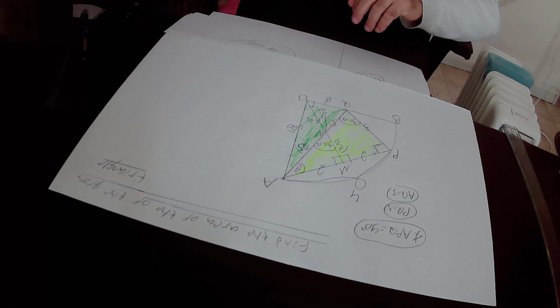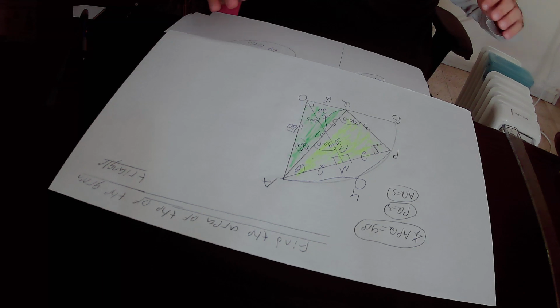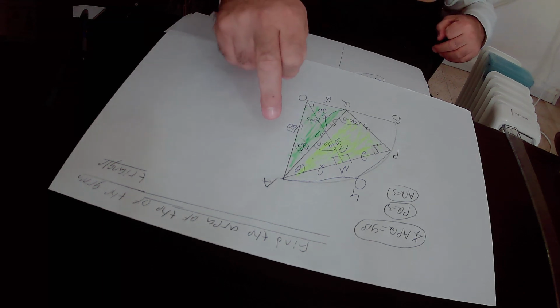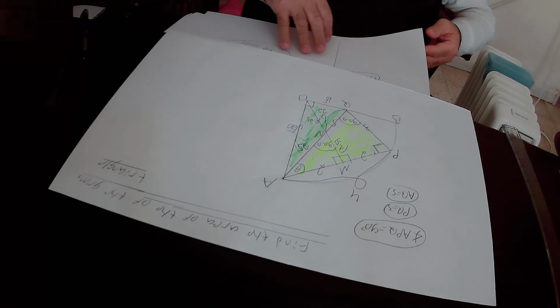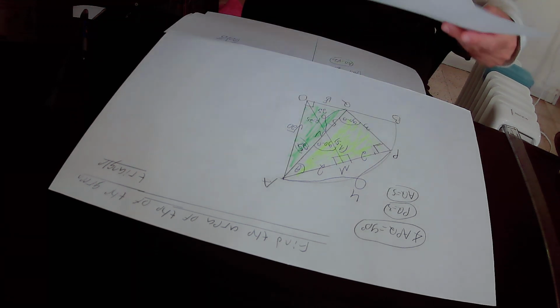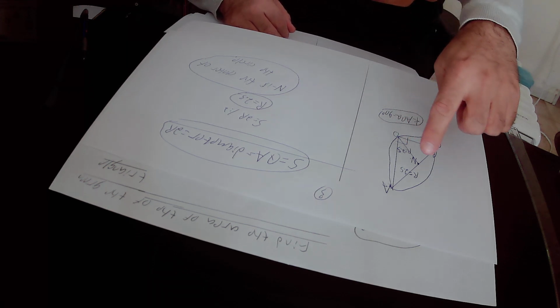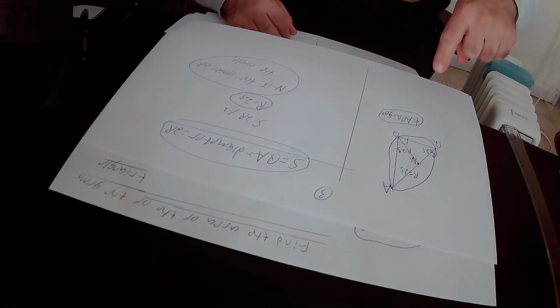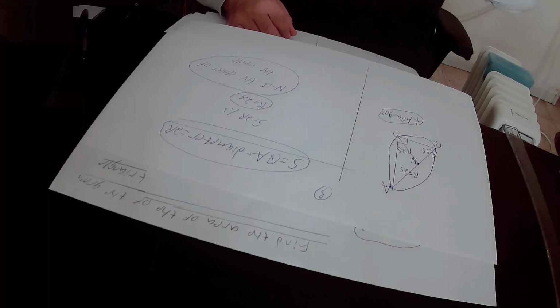Then we know that any triangle can be blocked by a circle. Therefore we block the right triangle AQO by a circle. This is the right triangle AQO that I copied from the original drawing, and we block this triangle by this circle. Inside this circle we have peripheral angle AOQ that is equal to 90 degrees.